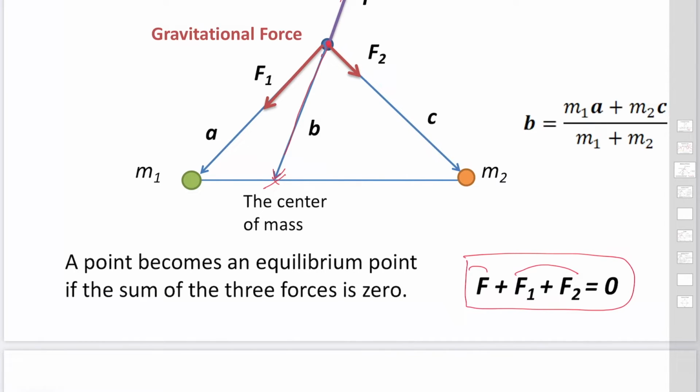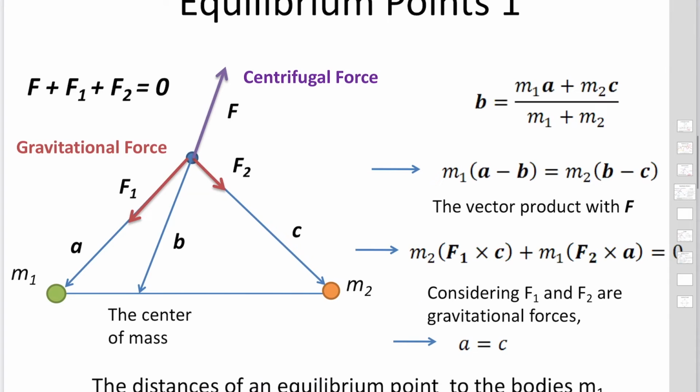So let's find the equilibrium point. First, B is expressed as follows. A is the position vector of the object with mass m sub 1. C is the position vector of the object with mass m sub 2. So the center of mass B is expressed by this equation.